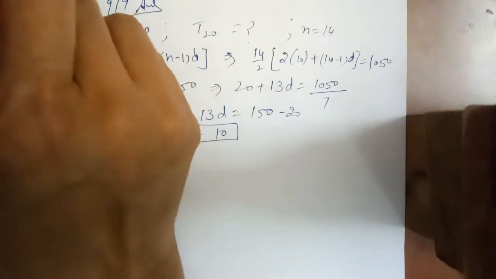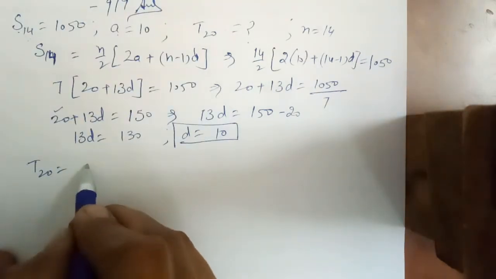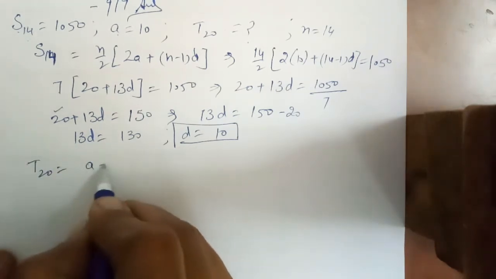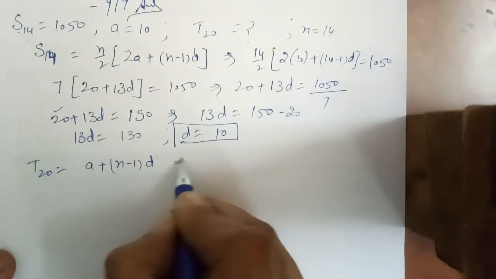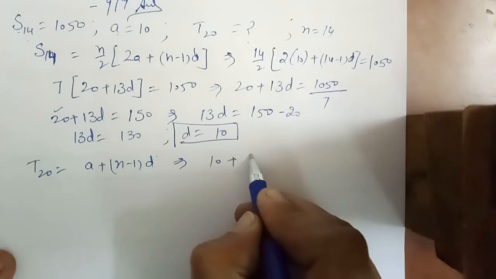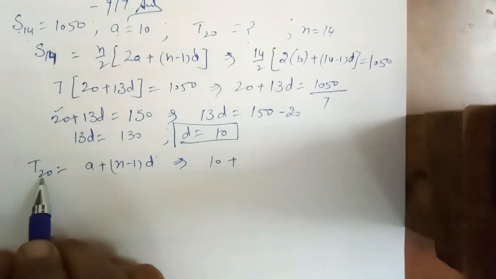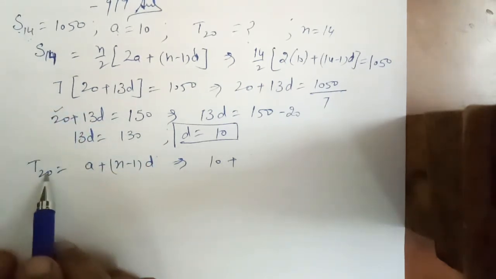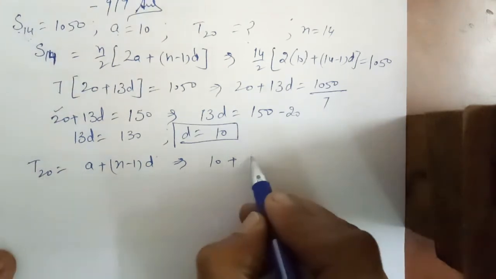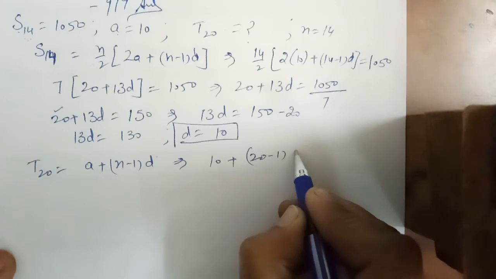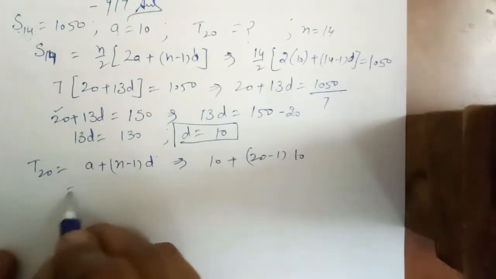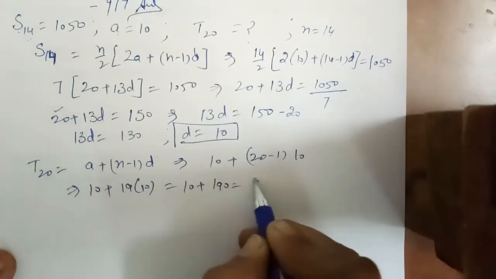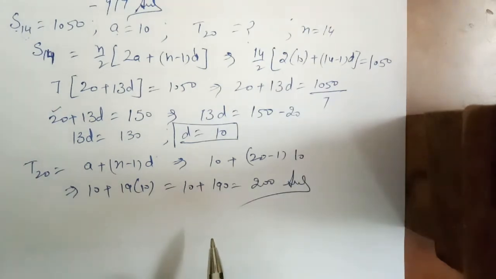What is the formula of T20? The 20th term. I told you the formula of the nth term, the general term of the series, which is given in 5.2. Its formula is a plus n minus 1 into d, and the value of a is 10. Here we have to take n as 20. Although n was 14 earlier, we cannot take it here because this is the 20th term of the series. So here we take 20 minus 1 into d. d is also 10, we have found it. Its value is 10 plus 19 into 10, that is 10 plus 190. 200 is the answer of this question.